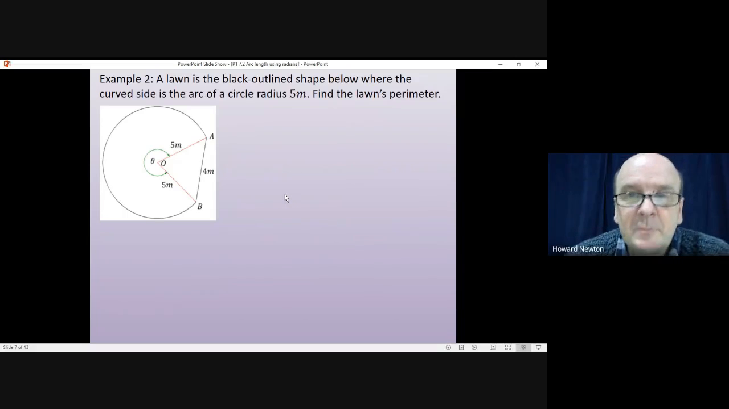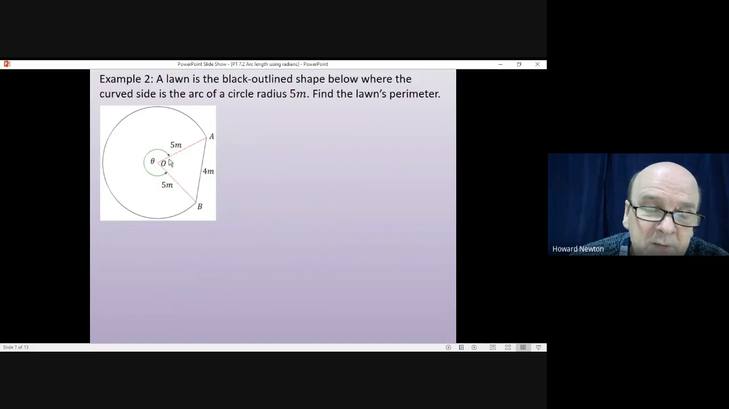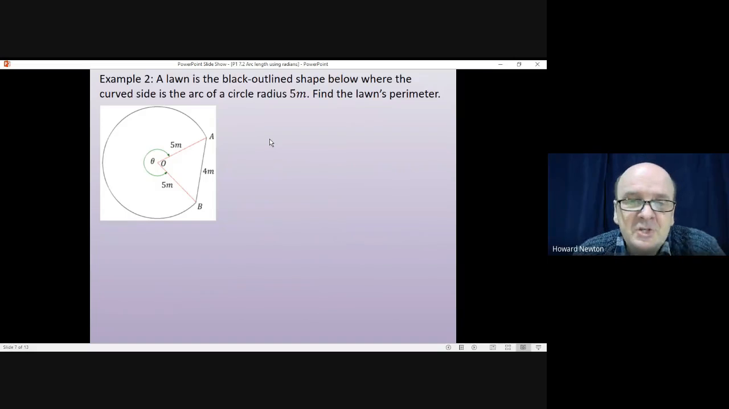Okay, a slightly harder question. A lawn is the black outlined shape below, where the curved side is the arc of a circle with radius 5. Find the lawn's perimeter. What we're looking for is the total distance around the outside. We already know that this is 4, so we just need to find the curved length of the arc around the outside. To do that, we need to know the value of theta here. We don't know that, but we can work out the value of the angle in this triangle, and then we can work out theta. I'll let you have a go at doing all of that yourself first. Pause the video, have a go, and come back to me again when you're ready.